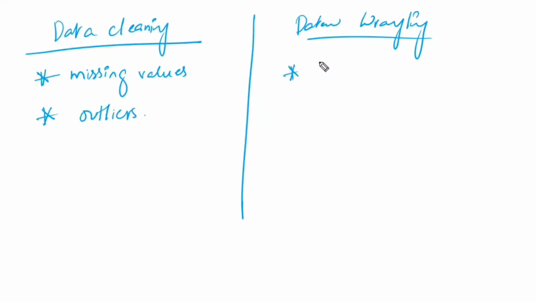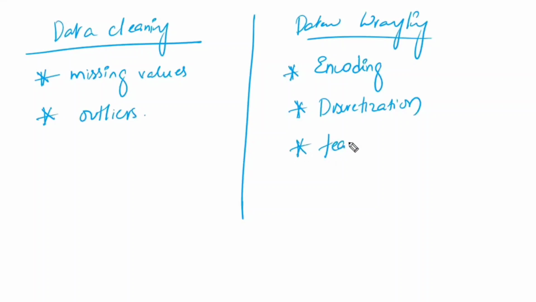Out of which, the first one we have completed is encoding, that is how to convert a discrete categorical to discrete numerical data. Next we have seen discretization, that is how to convert a continuous variable to discrete data. And third we have seen feature transformations, how to convert a skewed distribution to normal distribution.